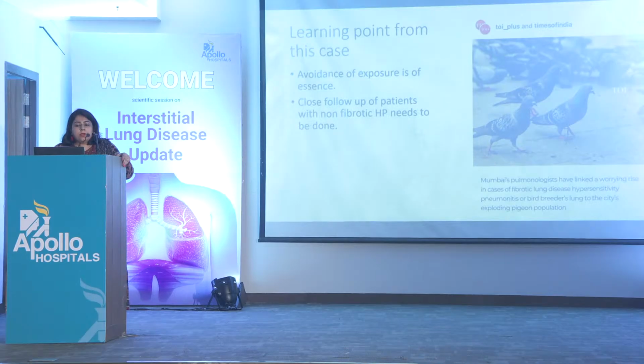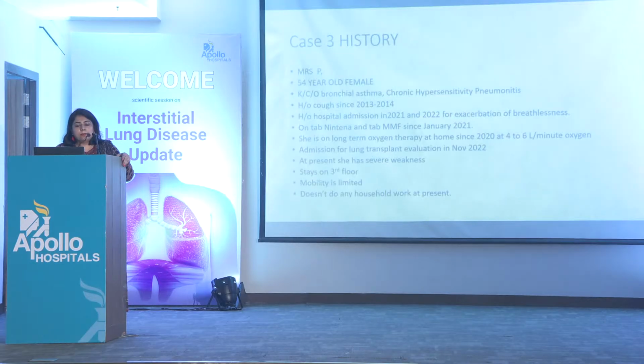So the learning point from this case is that whenever we figure out the antigen which is causing the disease, we need to avoid the exposure, and we need to ask the patient to follow up closely so that timely intervention can be taken and we can prevent progression from acute to chronic. Even if we give the treatment, there are some patients who can still progress to fibrotic hypersensitivity pneumonitis. So this is the third case. This is a 54-year-old female.